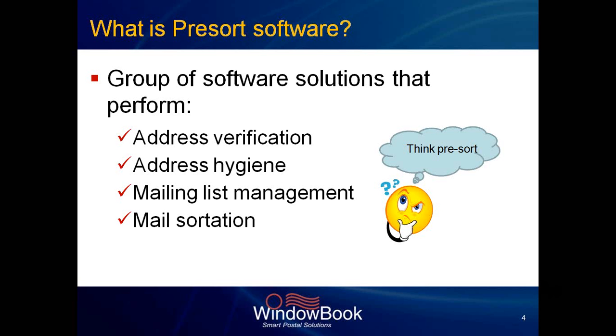It's more pre-sort: everything leading up to and including the actual presort step. That's your address verification and hygiene software, including CASS and move update. That's your mailing list management if you're going to be doing any selections, any merge purge type processing, and then of course the actual presort itself.